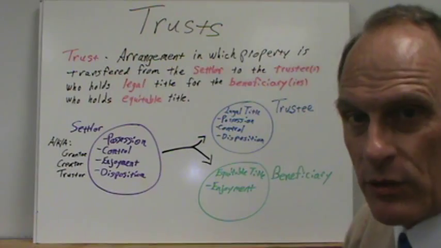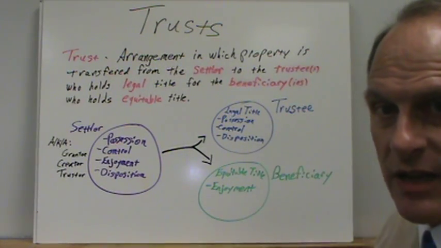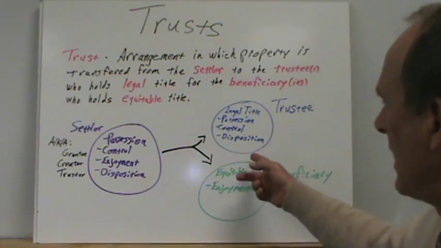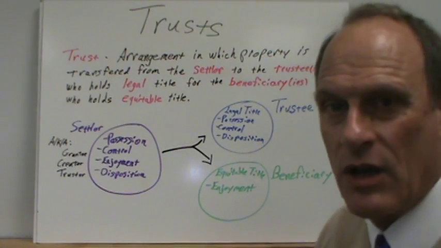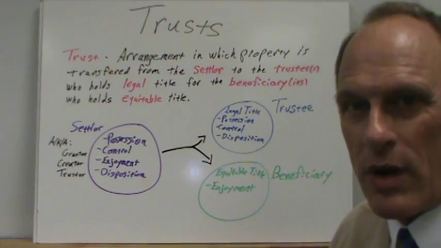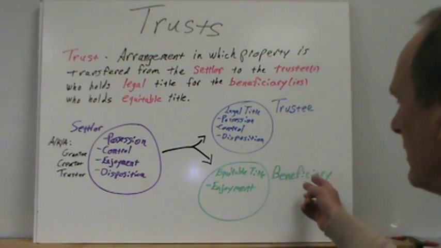And so those bundle of rights end up with the trustee having possession and control of the property and being able to dispose of the property, but the person that has the right to enjoy the property, and that's the whole point of the trust, is going to be the beneficiary.